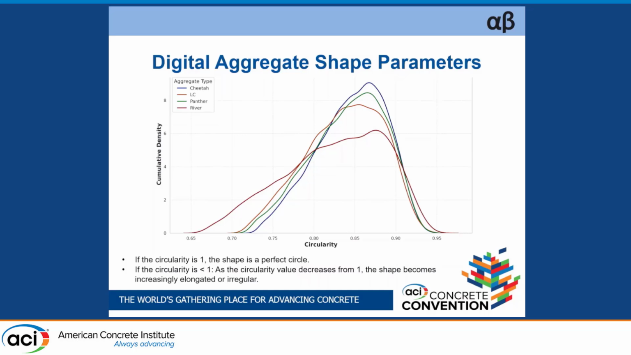With the digital aggregate, not only do you get size parameters, you also get information about the shape. We have many different parameters we can look at, one of which is circularity: how close are the two dimensions you can see to a perfect circle. The one I would point out is this red one, the Riverstone. You can see it would be seen as more elongated than the rest. When it's less like a circle, the more the values decrease from 1, the more elongated or irregular you would see.